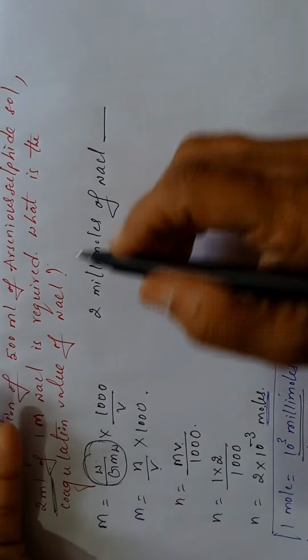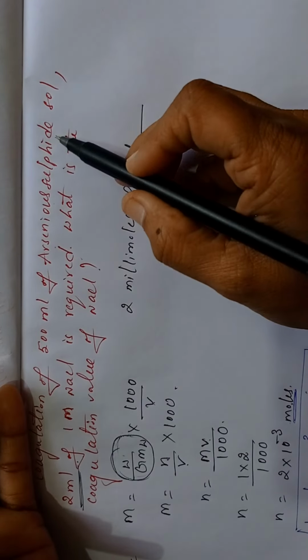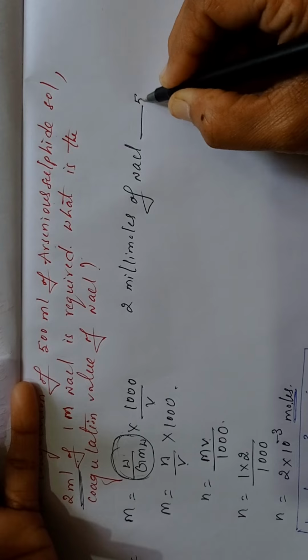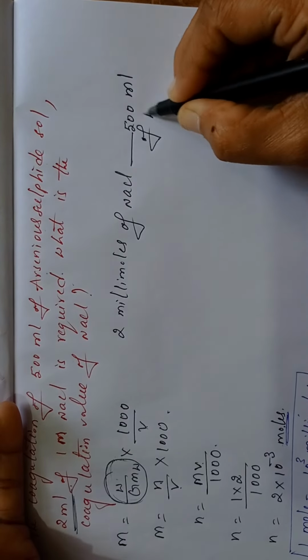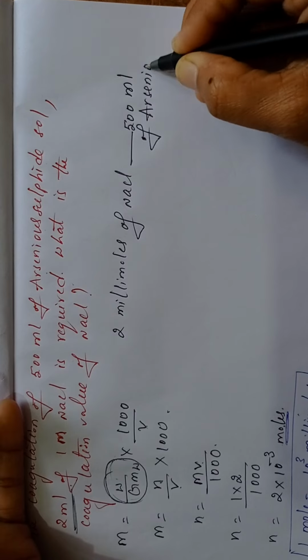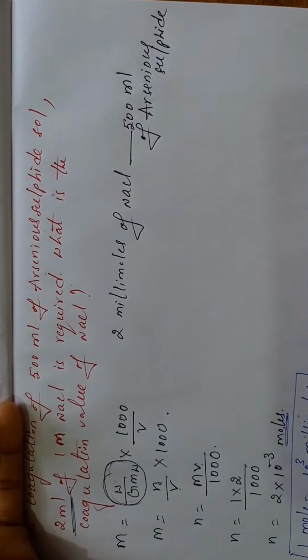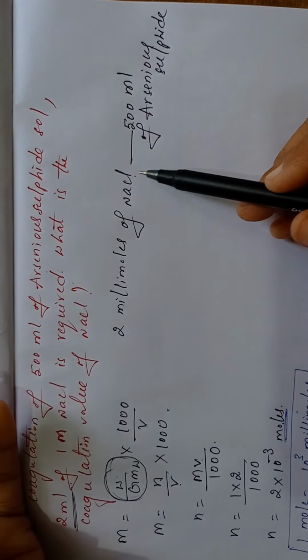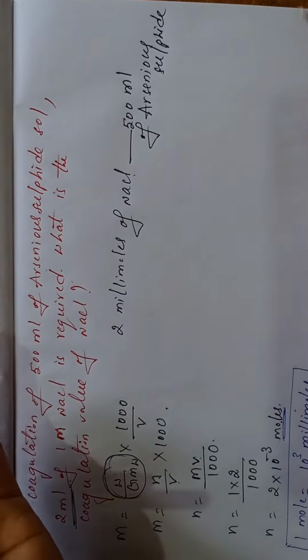Okay, now how to coagulate? According to the question, how many ml of arsenious sulfide is given, students? 500 ml. Are you clear? 500 ml of arsenious sulfide. So 2 millimoles of NaCl is required to coagulate 500 ml of arsenious sulfide.